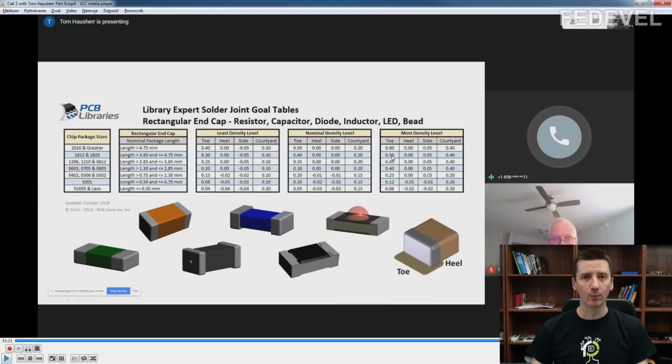Now we should fully understand what is in this table. We know about these different density levels. We know what toe means, so it is this distance here. The heel is the distance here. Side is the distance between the edge of the component and the edge of the pad. And courtyard is the area which is around the component. This is the area which is needed to safely fit the component.